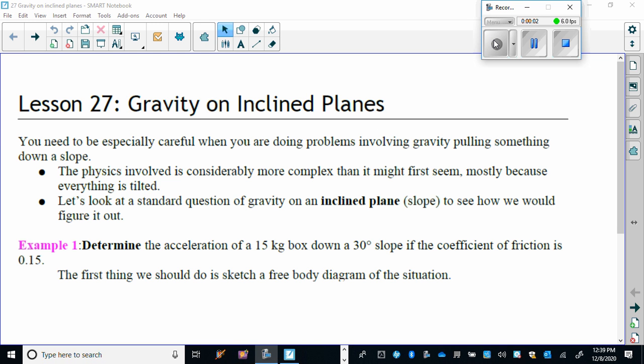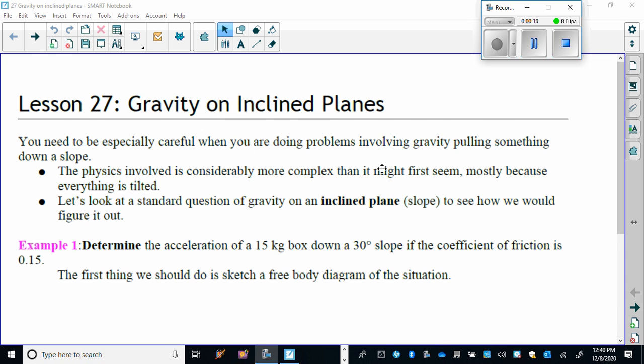Hopefully you enjoyed lesson 26, the last problem, lesson 26. Because if you did, you're going to love this one even more. And if you didn't like it, you're going to dislike this one even more. Why dislike when you can like?